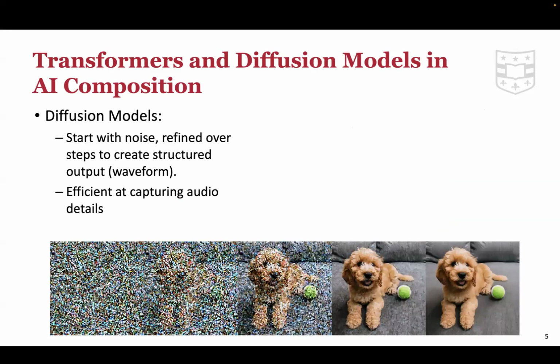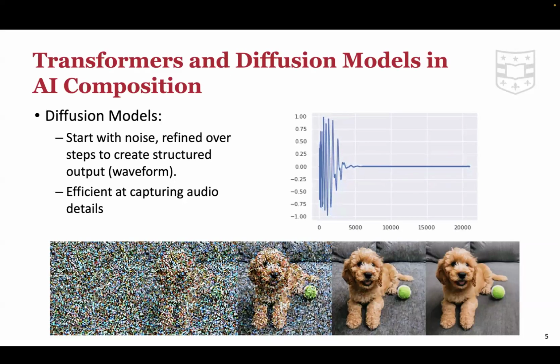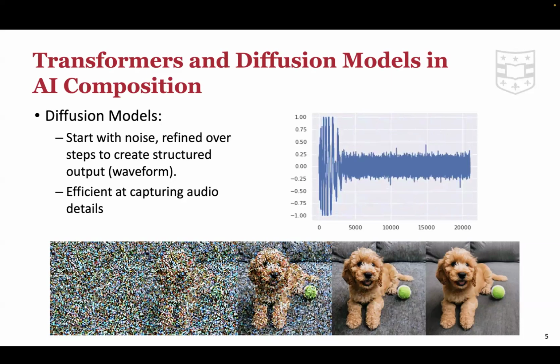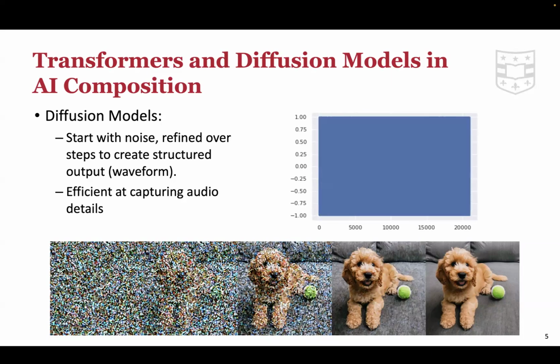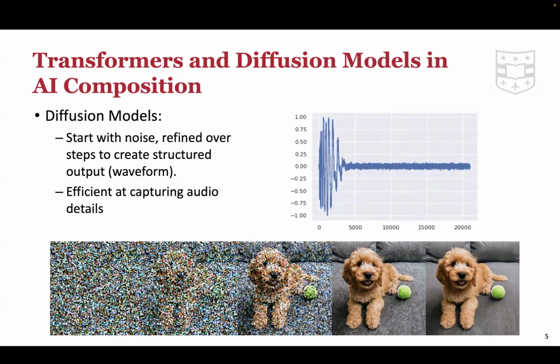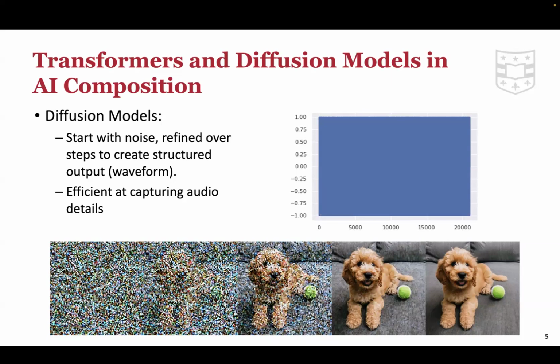Diffusion models, on the other hand, originated in computer vision. For instance, in image generation, a diffusion model starts with a noise-filled canvas and refines it step by step into a clear image. In music, diffusion models work similarly. They begin with an audio signal filled with noise and refine it into a structured waveform, capturing rich audio textures and high fidelity. This makes diffusion models especially effective in generating detailed, nuanced music.